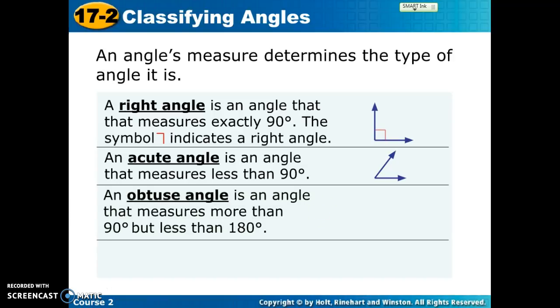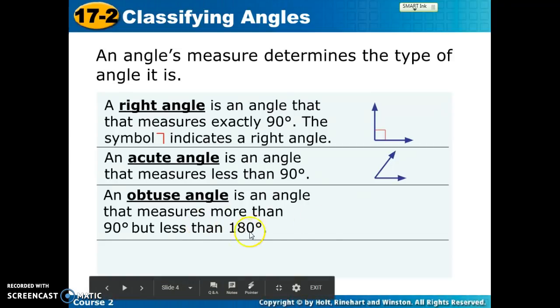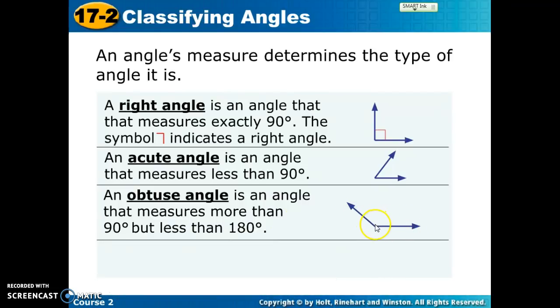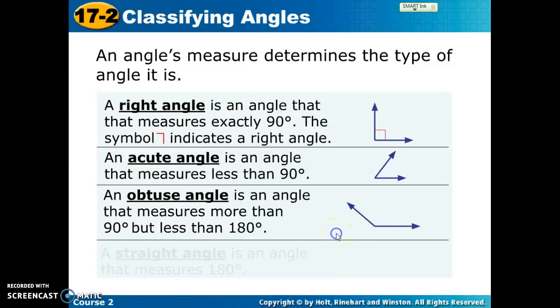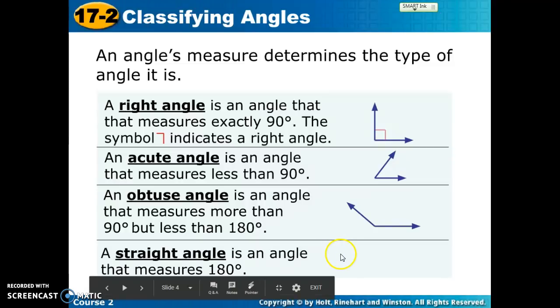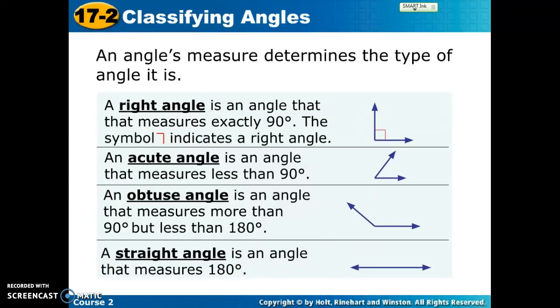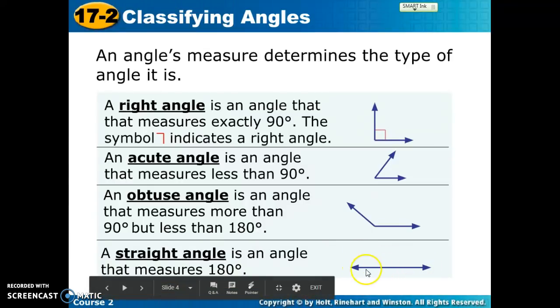Our next type of angle is an obtuse angle, which is an angle that measures more than 90 degrees, but less than 180. And our picture would be something like this. You can see that 90 our ray would go straight up and down, so it's bigger than that, and our angle is bigger than 90, but it's less than 180. Speaking of an angle at 180 degrees, that is called a straight angle. It measures exactly 180 degrees, and the picture would be simply a straight line going in both directions.